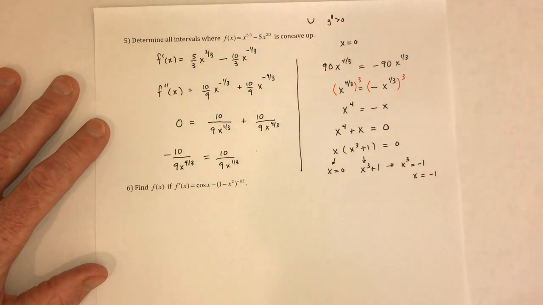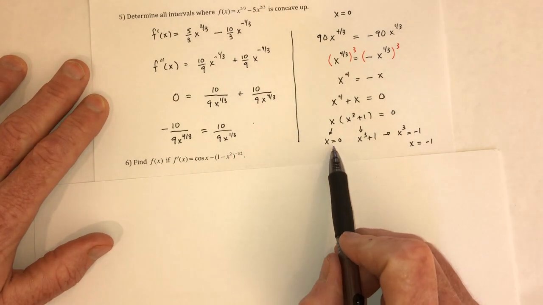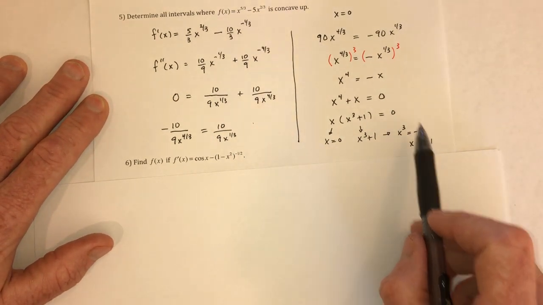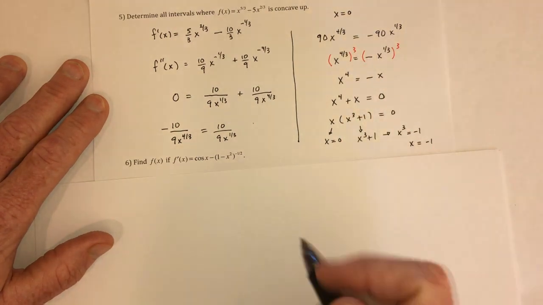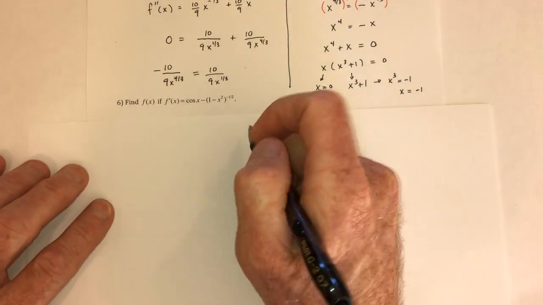Now I need another paper. I'm running out of space. Okay, so we got x equals 0 and x equals negative 1 and x equals 0. So it seems that 0 and negative 1 are the important points.